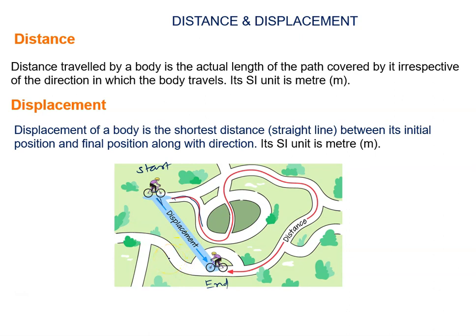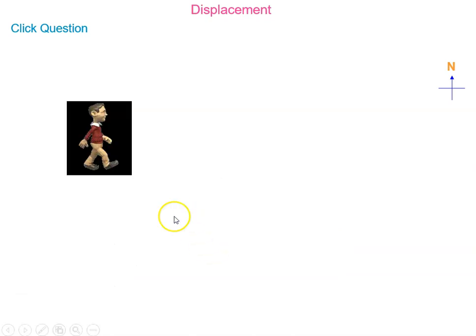So I hope it is clear to all of you. जब भी आपको displacement निकालना हो, initial point ले, final point ले, दोनों के straight line से join कर दे, that is the displacement. Now I am going to ask one simple question to all of you.